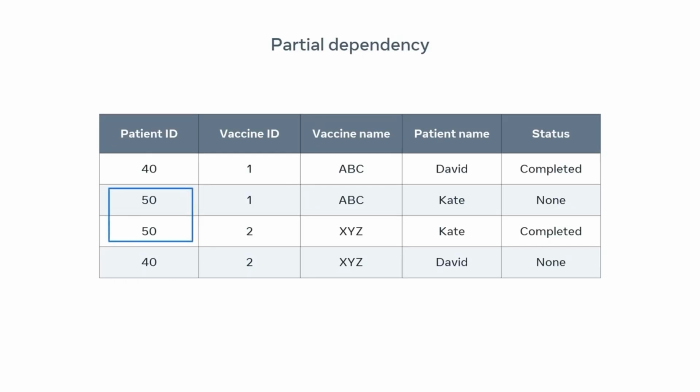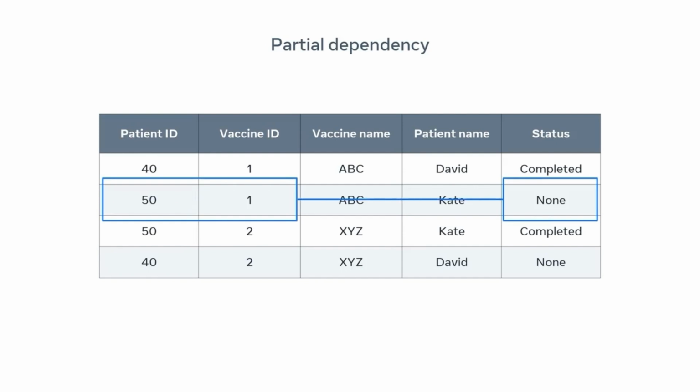So, how do I check that the patient with the ID of 50 has taken vaccine 1? I check the value of both the patient ID and vaccine ID keys. The combined value is the only way to return the vaccination status value of a specific patient. This means that there's a functional dependency between a status value and the primary key value.